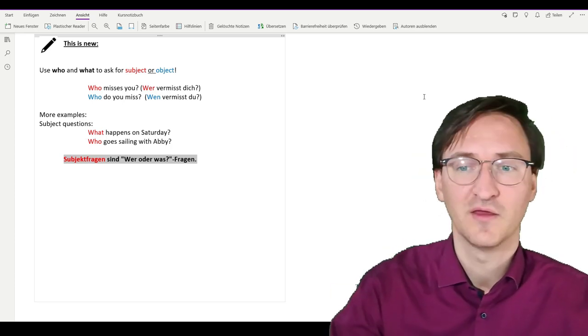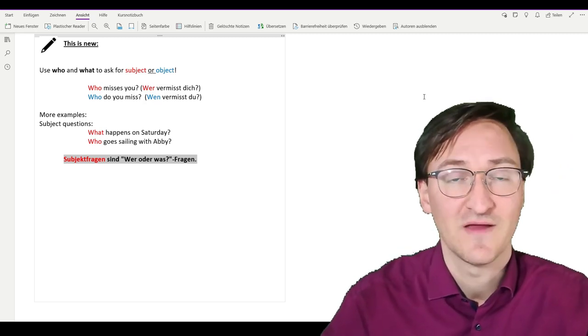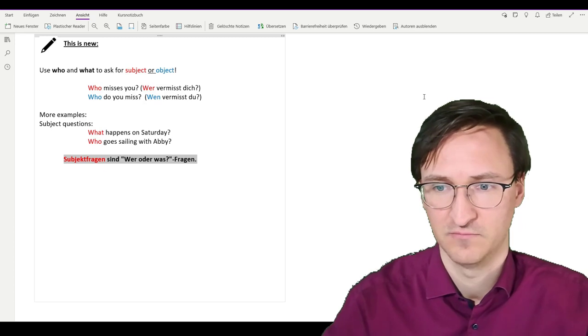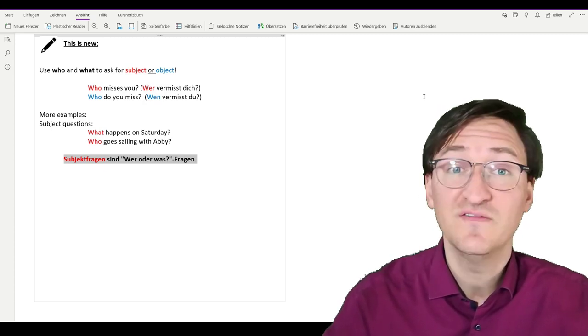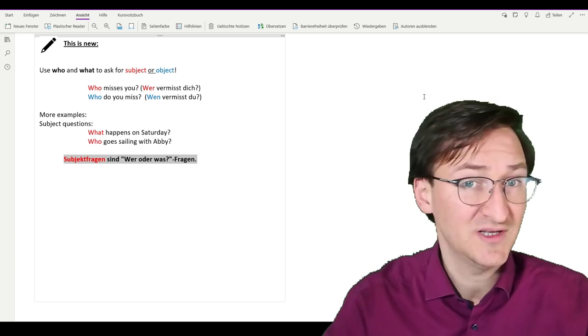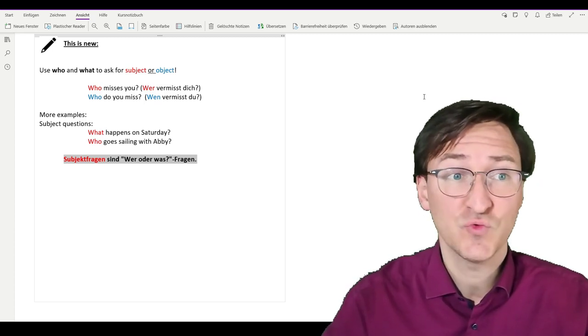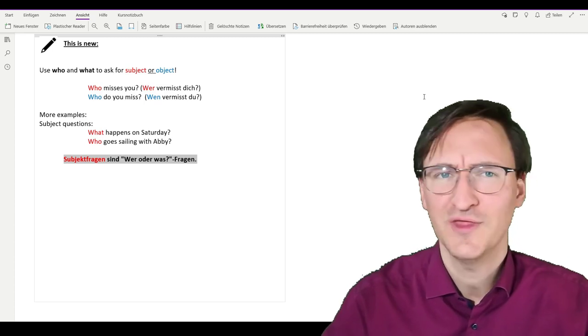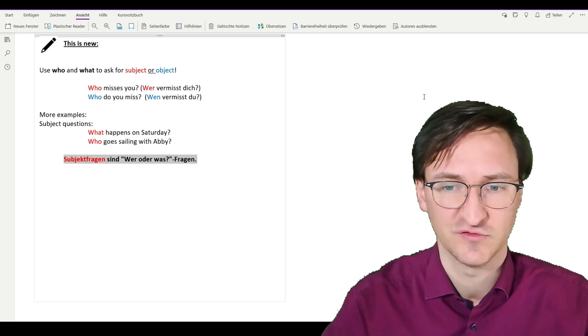Obviously, in German, we can say Subjektfragen sind wer oder was Fragen. Und sie werden ohne do oder does gebildet. So we can really say that you don't need a do or does for subject questions.